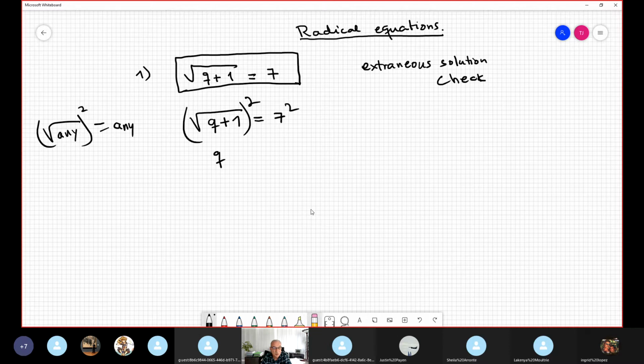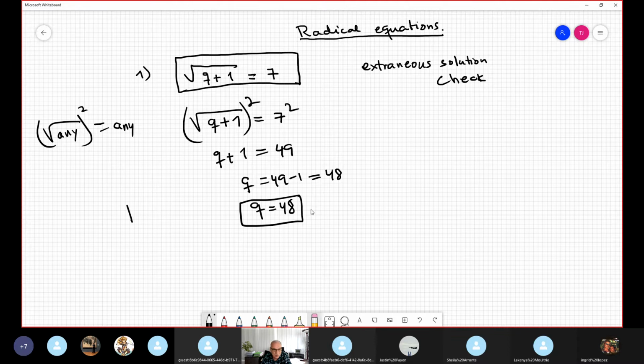So you copy q plus 1 equal 49, because 7 times 7 is 49. And you get an easier equation than the original. Now q is equal to 49 minus 1, which is 48. And the potential solution is 48.